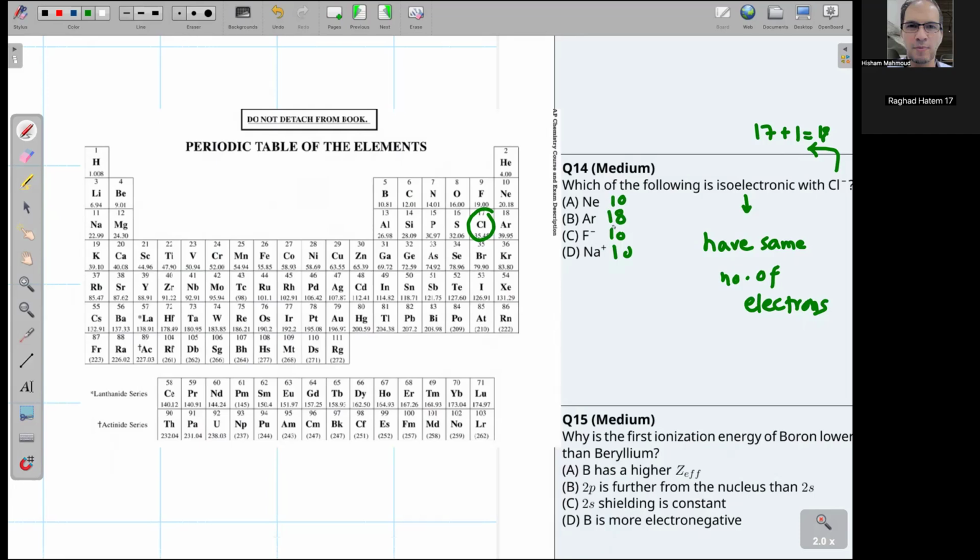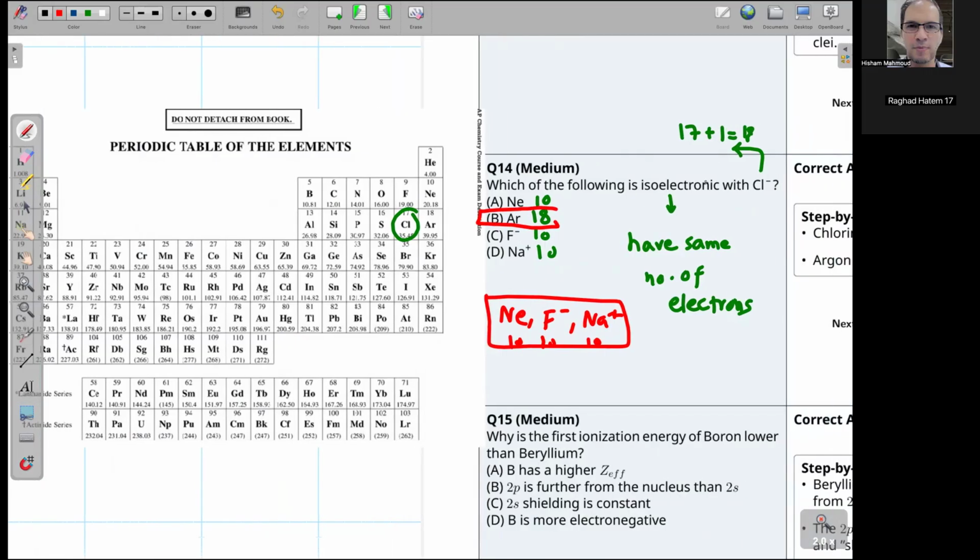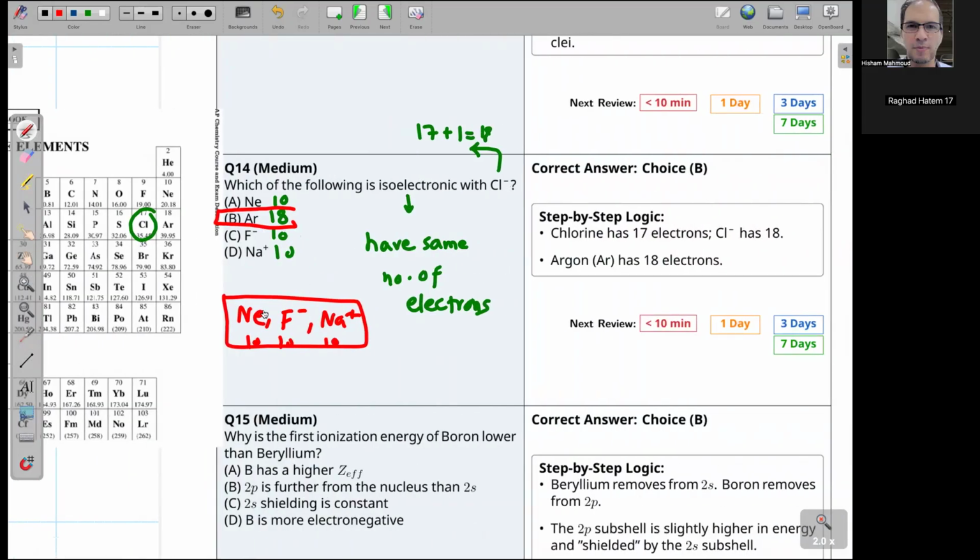And by the way, which is the closest noble gas to it? Exactly. That also helps, either by the number of electrons or by the closest. What is isoelectronic? Actually, neon, F minus and Na plus, these three are isoelectronic to each other, right? They all have the same 10 electrons, but it's not our question. Our question is about the one similar to chloride minus 17.